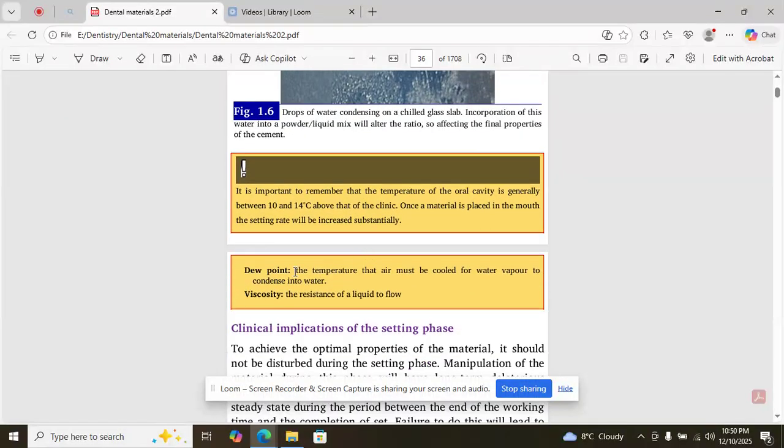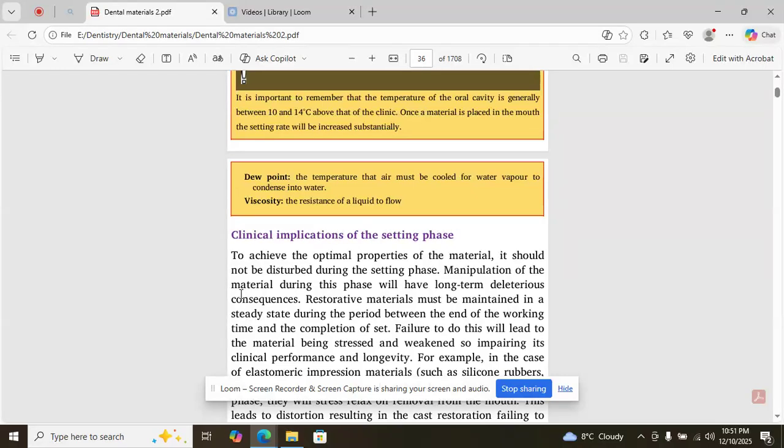Dew point is the temperature that air must be cooled for water vapor to condense into water. Viscosity is the resistance of a liquid to flow.